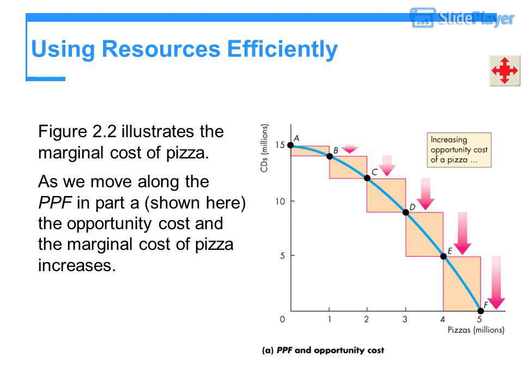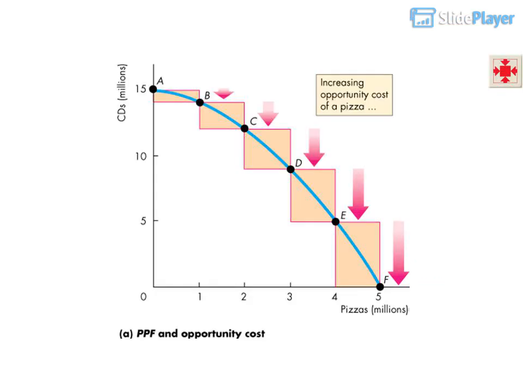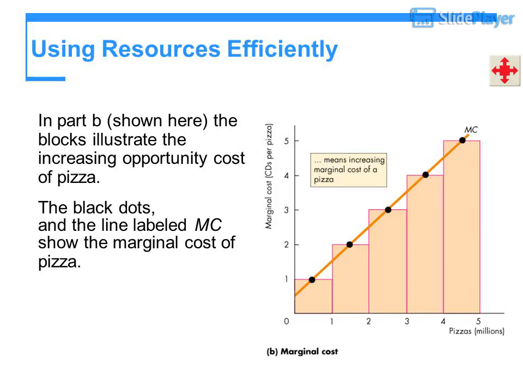Figure 2.2 illustrates the marginal cost of pizza. As we move along the PPF in Part A, shown here, the opportunity cost and the marginal cost of pizza increases. In Part B, shown here, the blocks illustrate the increasing opportunity cost of pizza. The black dots and the line labeled MC show the marginal cost of pizza.